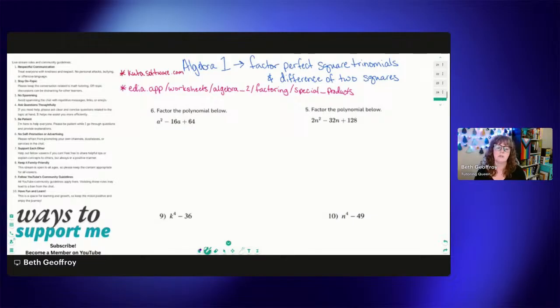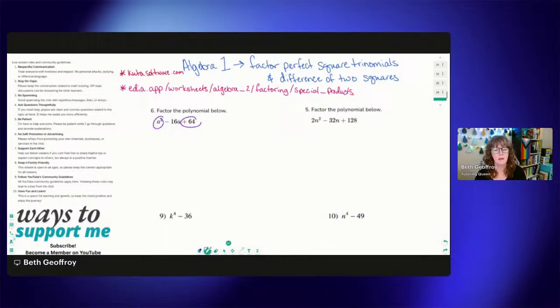So what I notice is that a squared is a perfect square because it's a times a. 64 is also a square because it's 8 times 8. In addition to that, the middle term is 8 times 2, or 8 plus 8, or actually, sorry, since it's negative, it would be negative 8 minus 8. But it's a double.